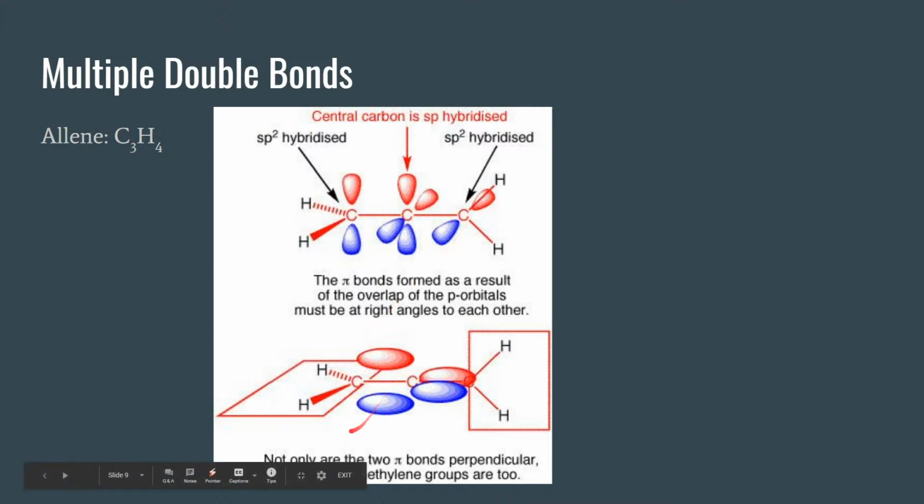So this is what we actually see when we look at allene. The two pi bonds are perpendicular to one another. One of them is above and below, the other one's in front and behind. And the result is that the hydrogen atoms are perpendicular to each other as well. These hydrogen atoms are going in and out of the screen, towards you and away from you. These two hydrogen atoms are lying directly in the screen. They're perfectly flat.